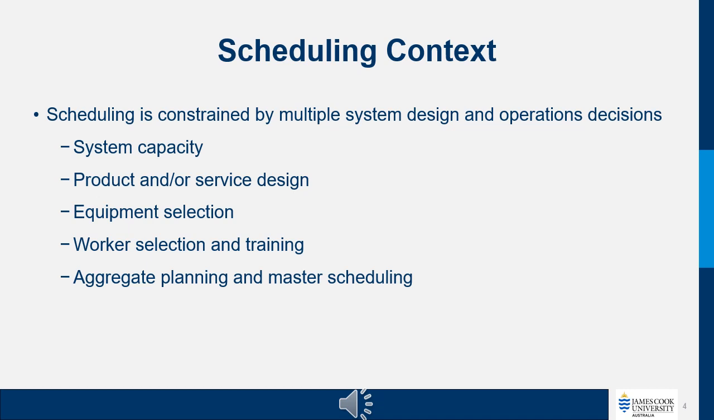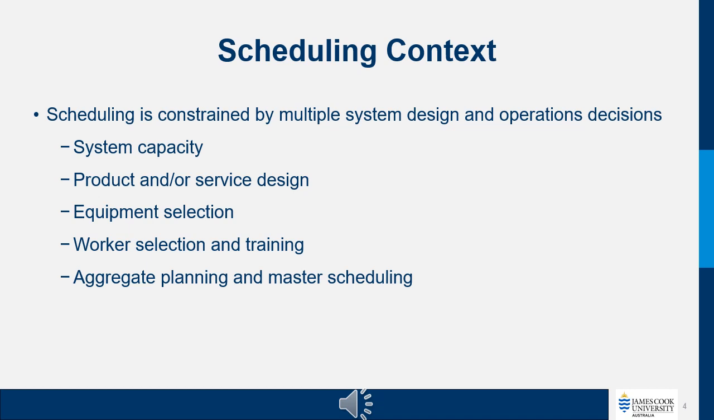Different types of equipment may have varied capability, capacity, and setup time. Scheduling must account for these factors to allocate the appropriate equipment for specific tasks and ensure that equipment is available when it is needed. Worker selection and training are also very important. The skill, expertise, and availability of workers influence the allocation of tasks and the timing of the activities.